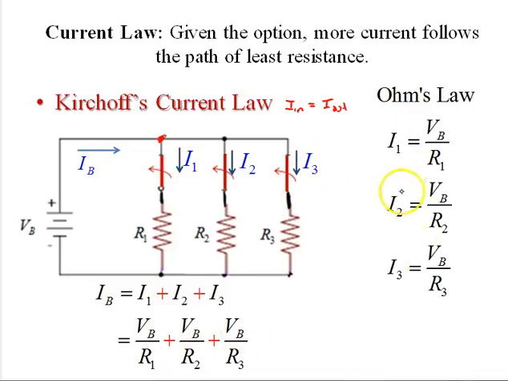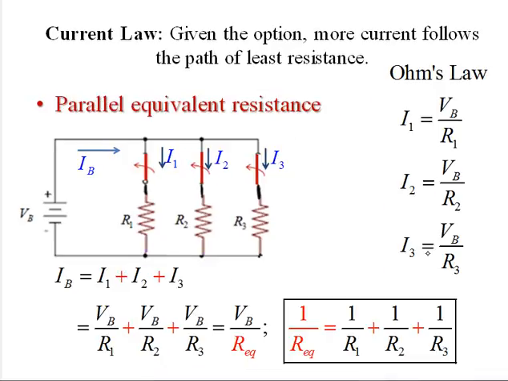Well, we know these I1 and I2 and I3 based on the voltage of the battery, because that's the parallel voltage across the three resistors. So we can say that's equal to VB divided by whatever this equivalent resistance is that the battery is seeing. Well, we can define that equivalent resistance. 1 over that equivalent resistance is then 1 over R1 plus 1 over R2 plus 1 over R3, so we can find our parallel equivalent resistance.